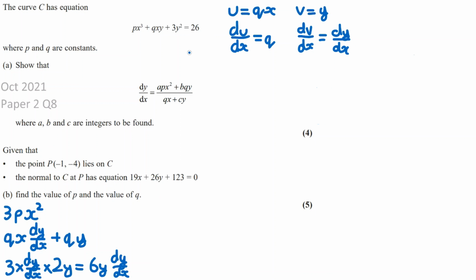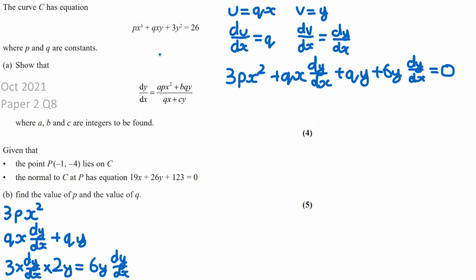Now in this question, we need to find dy over dx, and we need to put all the dy over dx terms onto the same side. So if we move this 3px squared and this qy onto the other side, like we've done here, we've got the dy over dx terms all together on this side, and then we can factorize out dy over dx to leave us with qx plus 6y. If we divide both sides by this qx plus 6y, we get dy over dx is equal to minus 3px squared minus qy over qx plus 6y, and this is in the form we need it to be, where a is equal to minus 3, b is equal to minus 1, and c is equal to 6.